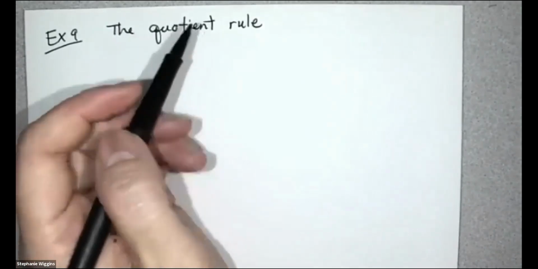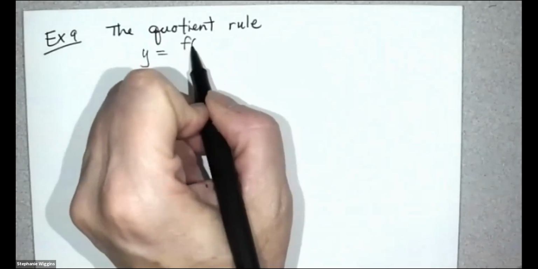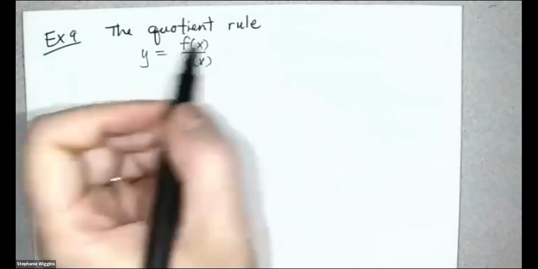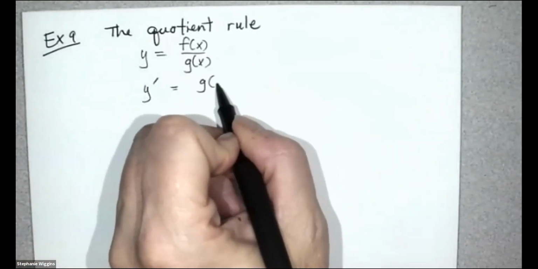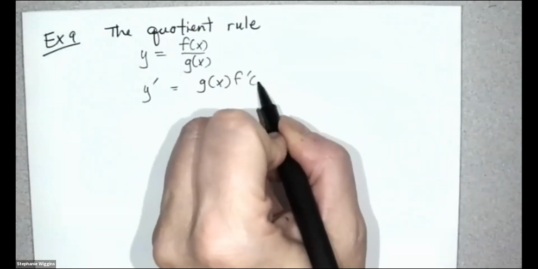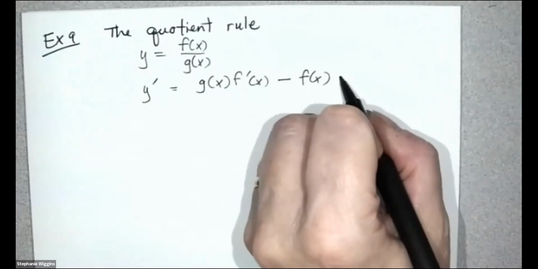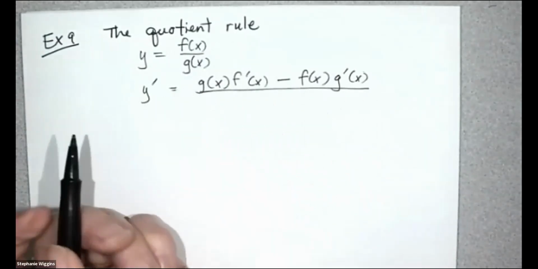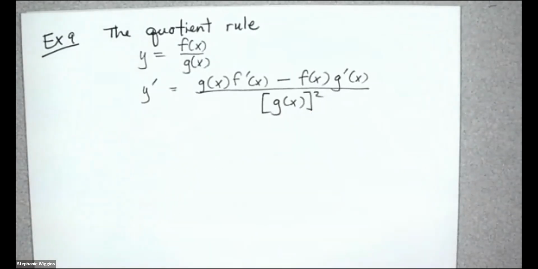And just to recall, the quotient rule says that if you have a function that is expressed as the quotient of 2 functions, f of x and g of x, then to calculate the derivative, we take the bottom function multiplied by the derivative of the top, then we subtract the top function multiplied by the derivative of the bottom, and then all of this is divided by the bottom function squared. Okay, that is the quotient rule.